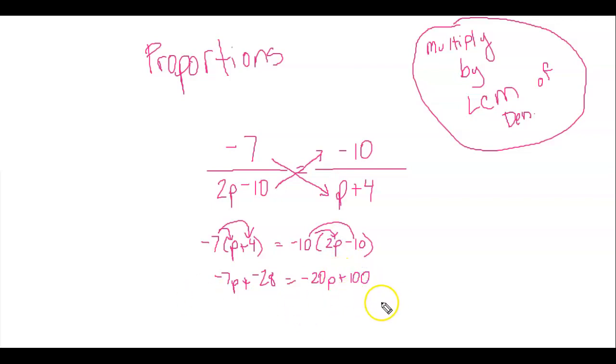So this one did turn out to be linear at least. I don't have any p squareds. So if I add 20p to both sides, and I add 28 to both sides, I end up with 13p is equal to 128 and divide by 13. So p is equal to 128 over 13.